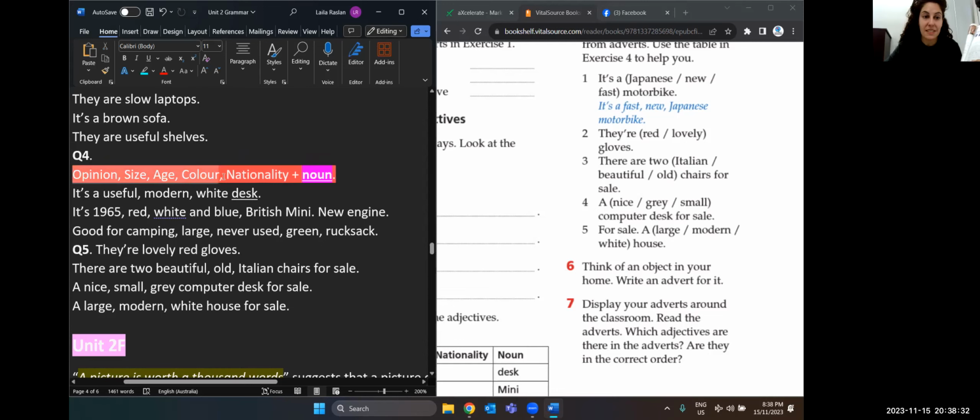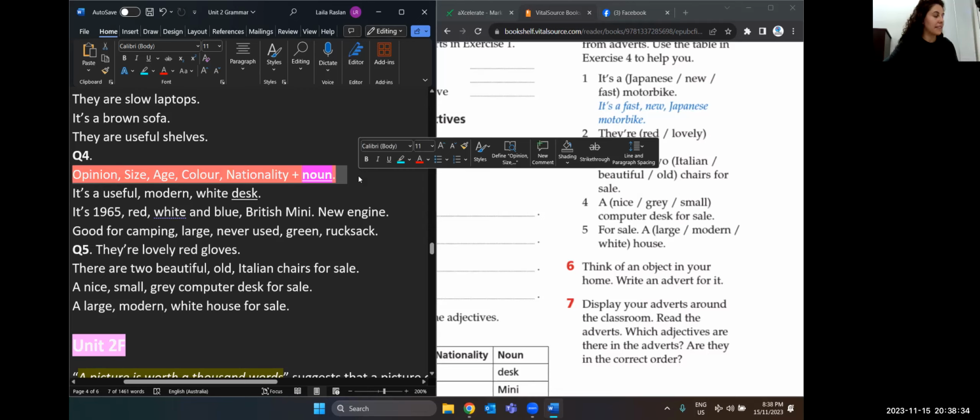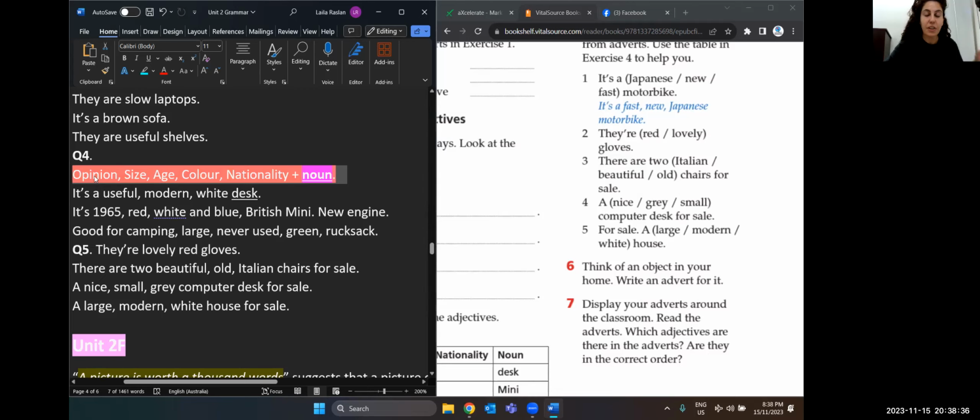Try and keep to this order. So talk about the opinion first, but you don't have to. Remember, not every advertisement had the opinion. If you want, give your opinion first. Like, this is a great large, black, new laptop. So something like that. So it's just easier to give your opinion first, if you want.